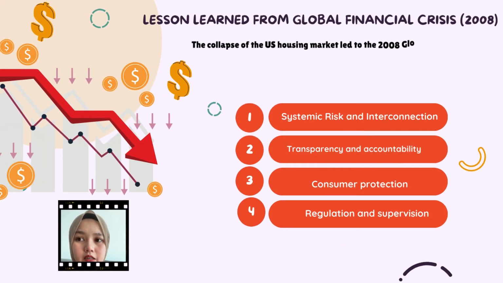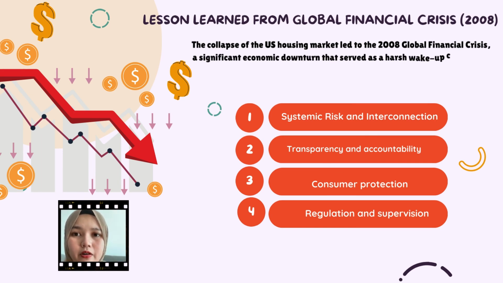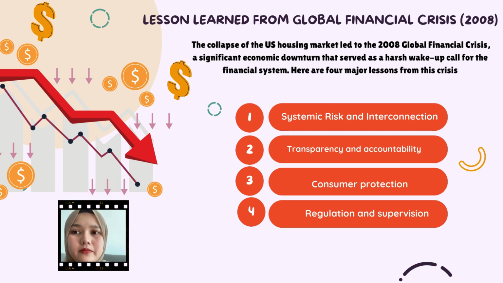I will present about the lessons learned from the Global Financial Crisis 2008. We have 4 lessons learned from the Global Financial Crisis. The first one is systemic risk and interconnection. The crisis highlighted the global interconnectedness of financial institutions, highlighting the need for regulatory intervention to detect and mitigate systemic risks. The second one is transparency and accountability. The crisis highlighted the need for increased financial transparency, enabling better risk estimation due to complex financial instruments.